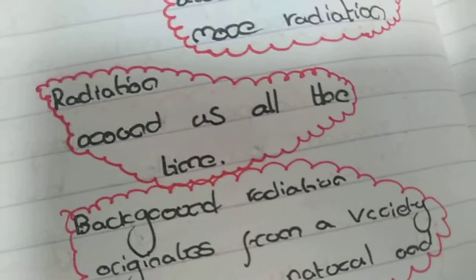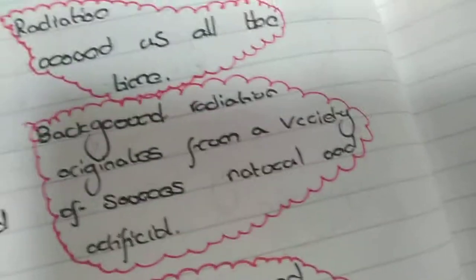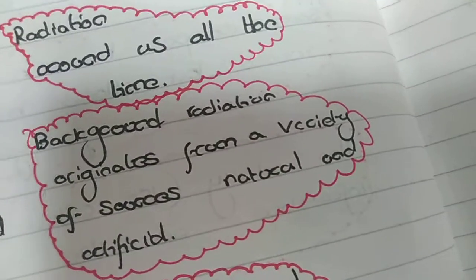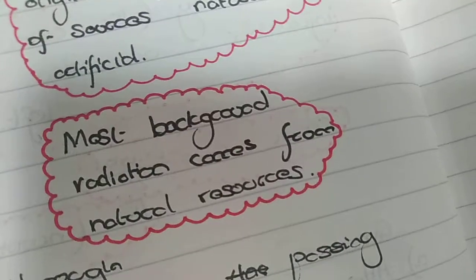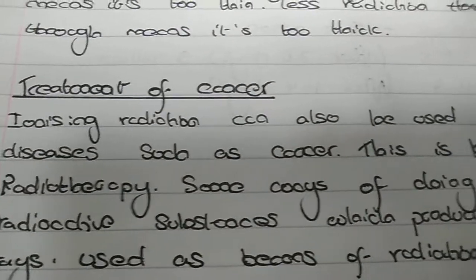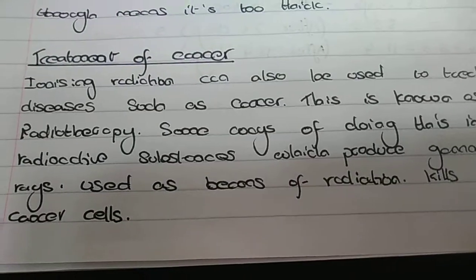Radiation is around us all the time. Background radiation originates from a variety of sources, natural and artificial. Most background radiation comes from natural sources. Treatment of cancer. Ionizing radiation can also be used to treat diseases such as cancer. This is known as radiotherapy.